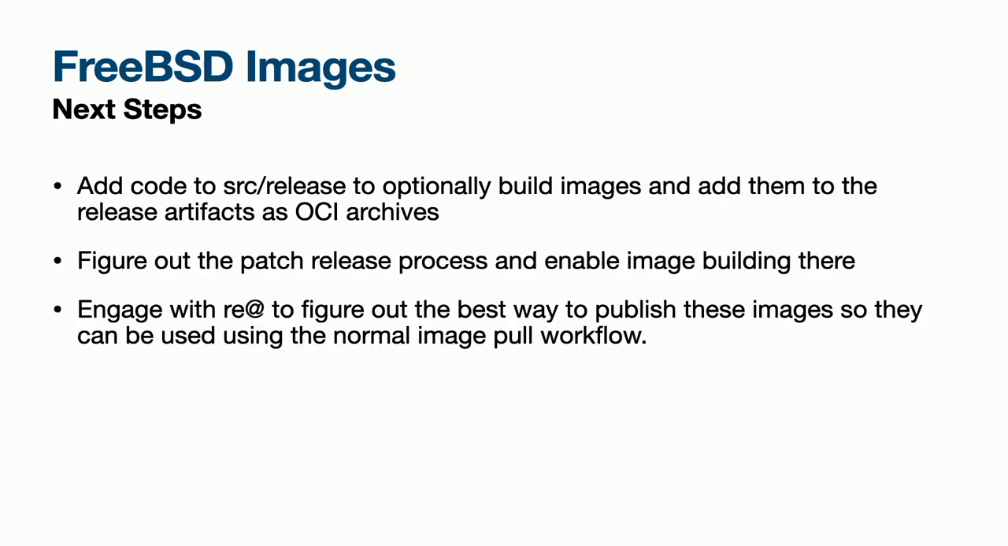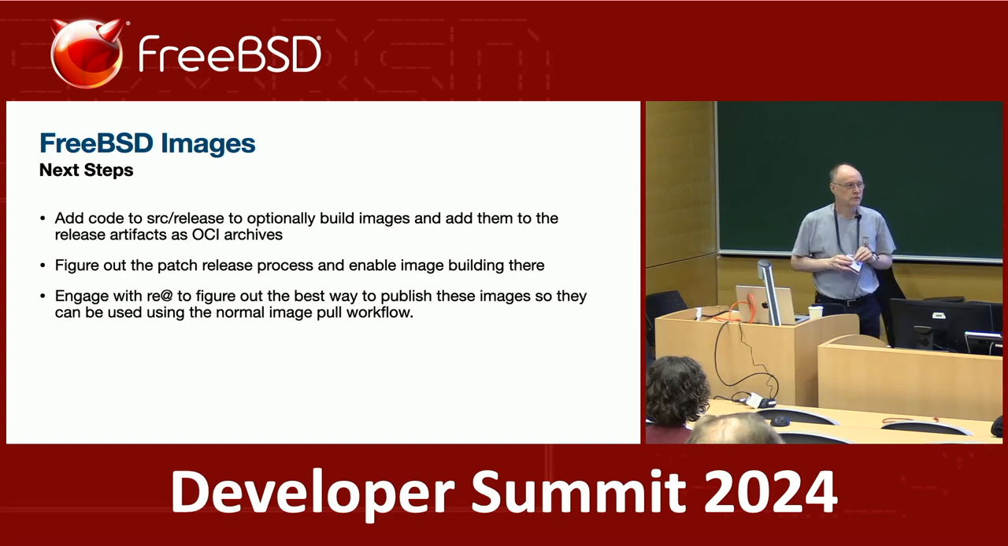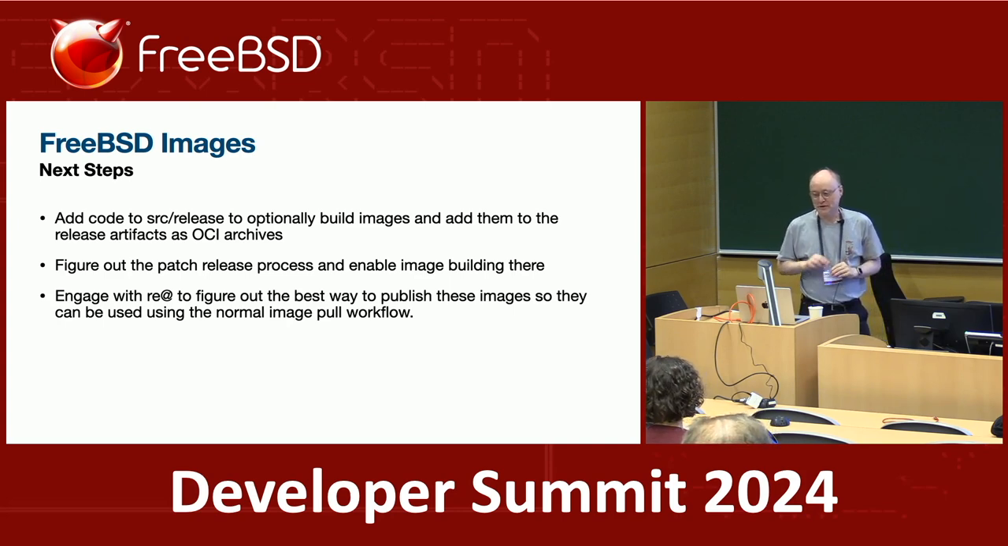Okay. Next steps for FreeBSD images, like we talked about before: try and add some code to source release to get the ball rolling. Wait for Colin to finish doing 14.1 so that we can work on some of that stuff. Figure out how the build cluster works. It's very murky to me. I don't even know where the code is. So I'd like to understand that a bit better.